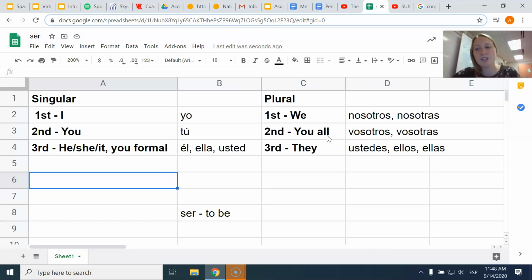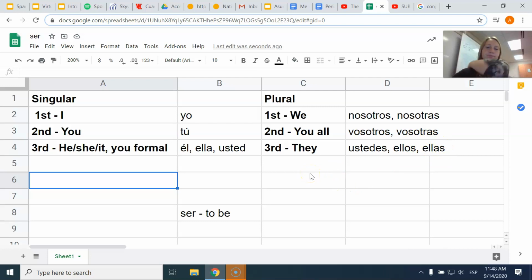But if I'm saying you all, as in all of my friends, like thanks for coming to my surprise birthday party, I'd say gracias a vosotras, right? So this is a more formal you all. So ustedes, we also have ellos or ellas. This is your female, them.